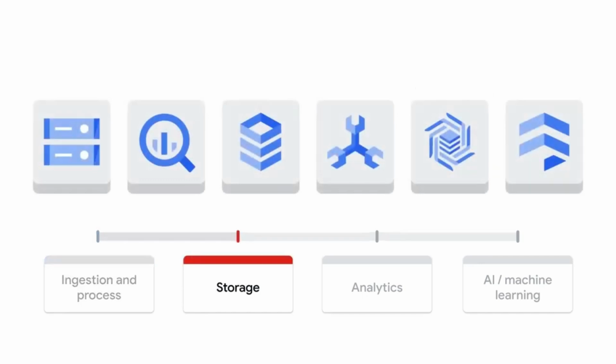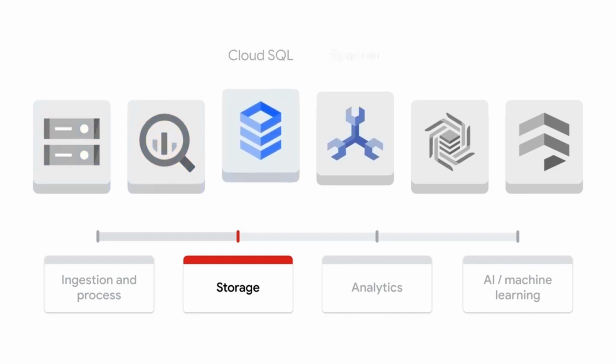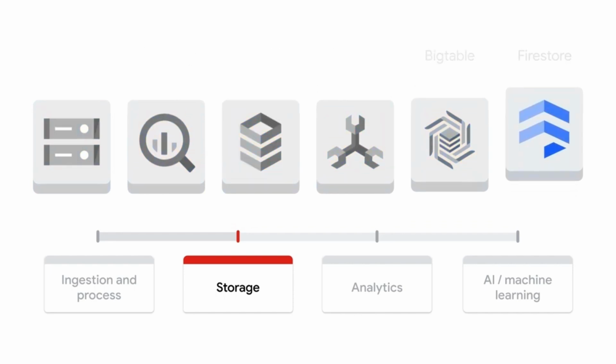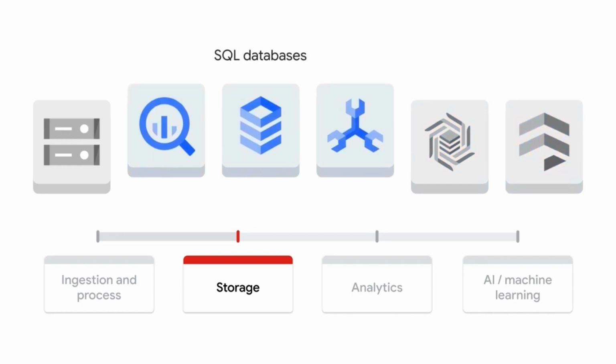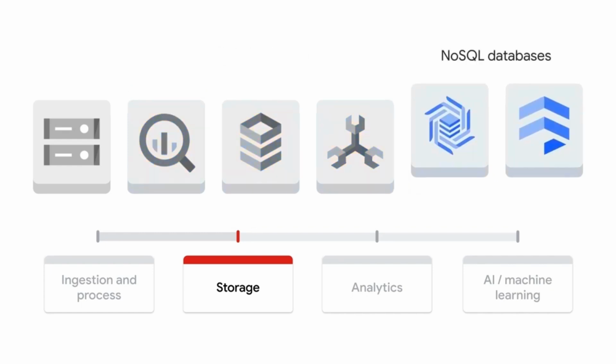The second product category is data storage, and you'll recall from earlier that there are 6 storage products. Cloud Storage, which saves unstructured data such as text, image, audio, and video, BigQuery, Cloud SQL, Spanner, Bigtable, and Firestore. BigQuery, Cloud SQL, and Spanner focus on SQL databases, while Bigtable and Firestore are NoSQL databases.